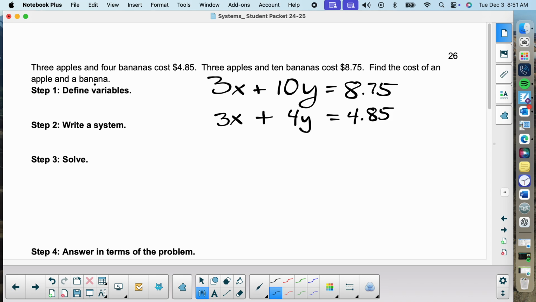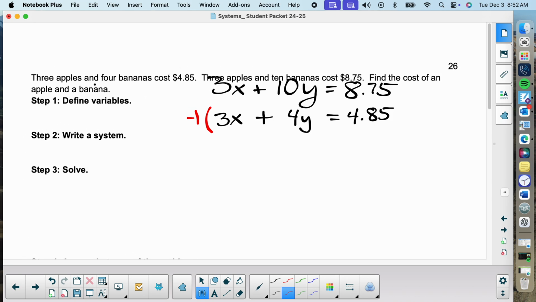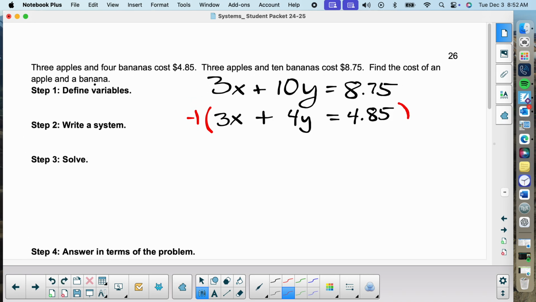Do you guys remember how to cancel something out? Times it by -1. Sure, that would be perfect. You can pick either one of these to multiply by -1. I'll do the bottom one. Okay, so I'll write the 2 equations again. You guys can set up however you want.